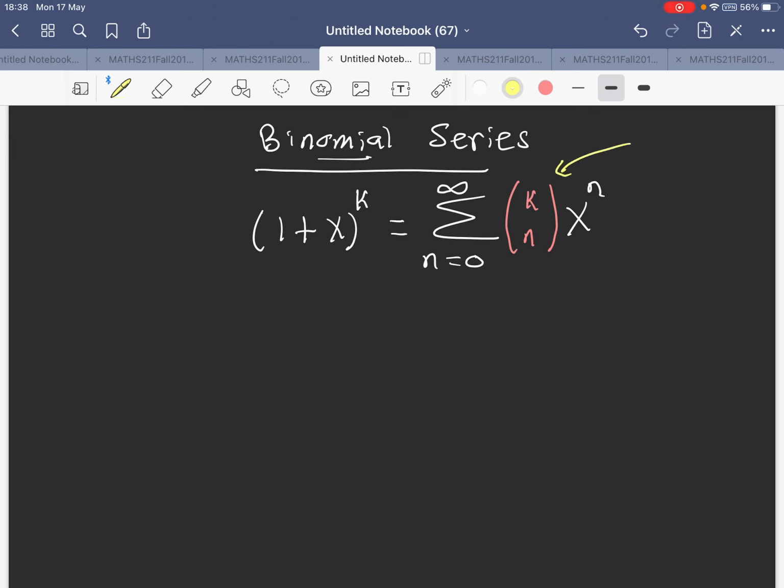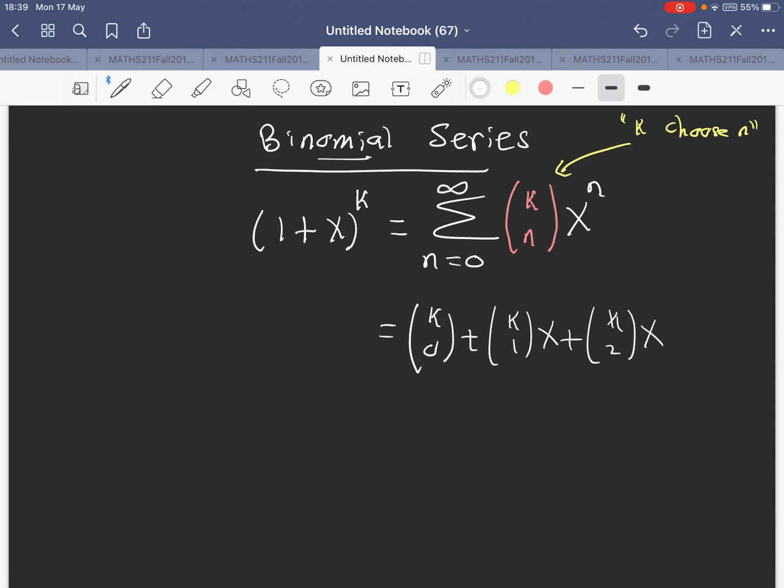This is, we call it k choose n, or it's the combination between k and n. I will tell you how you find this number in a minute, but if we do the expanded form, this should be k choose 0 plus k choose 1 x plus k choose 2 x squared plus k choose 3 x cubed and so on. So we can notice that the power of x is the same as the number down here, and this k is already fixed for all of them.